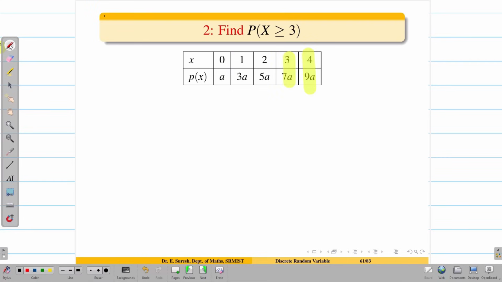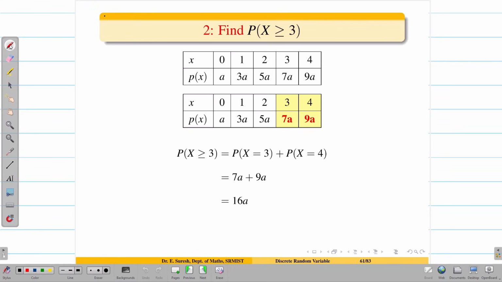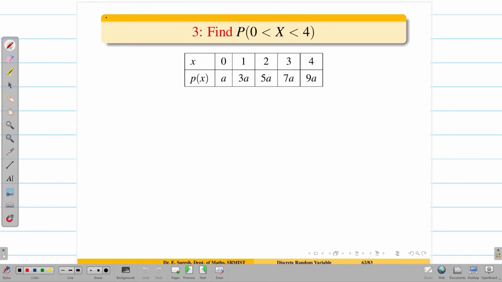You can write directly. 7 plus 9, that is 16a. So my answer is 16 by 25. Next, what is the probability of x lies between 0 to 4? In 0 to 4, we have 1, 2, and 3.